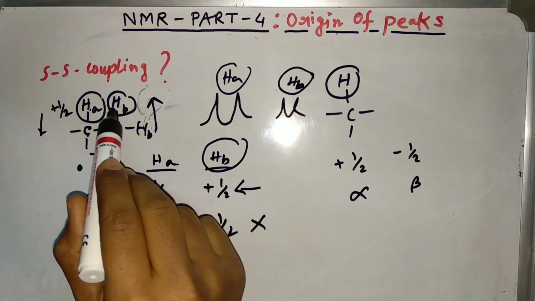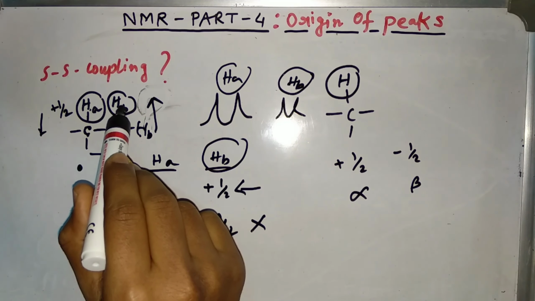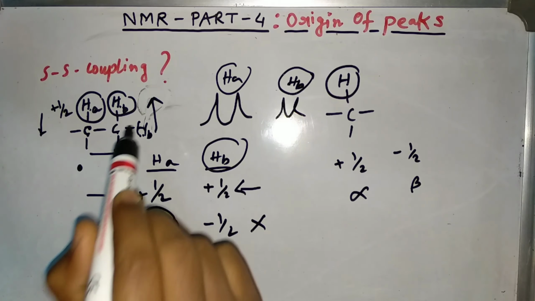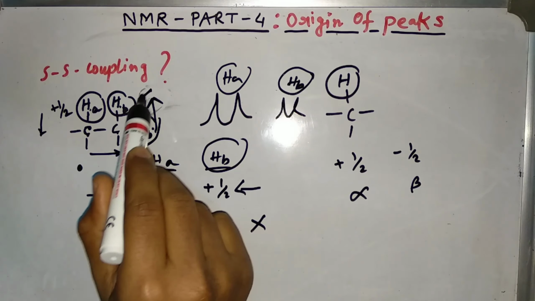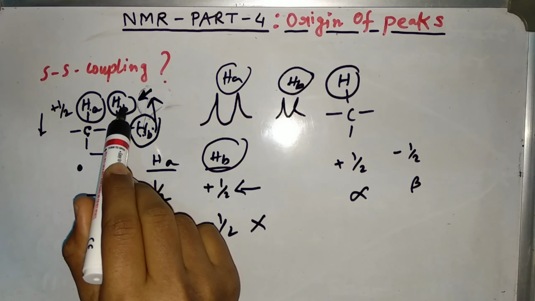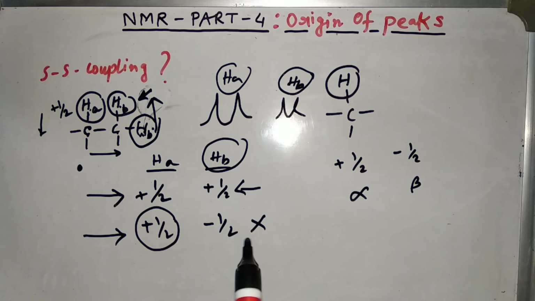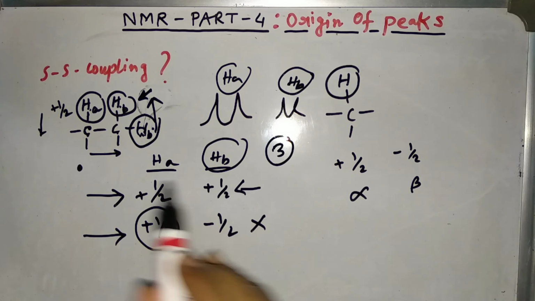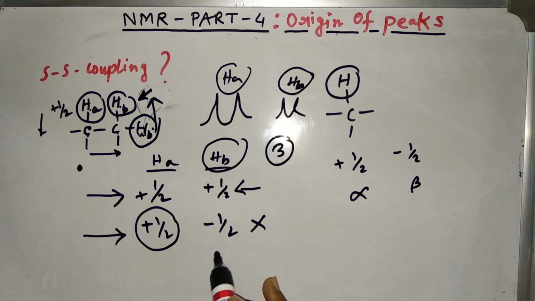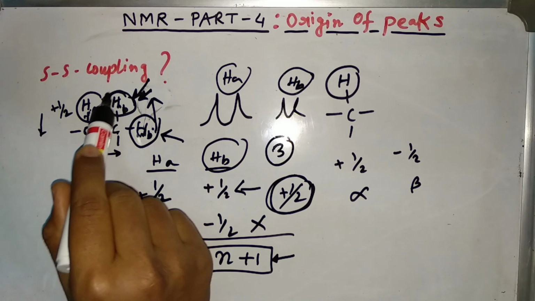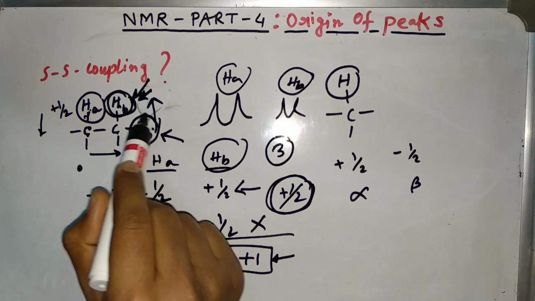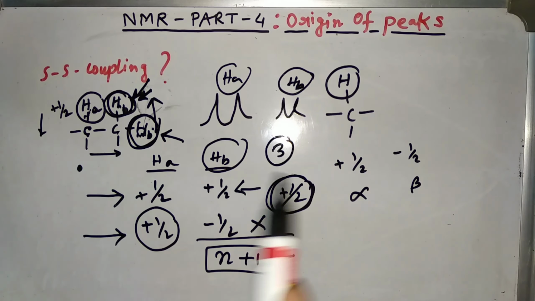Then 1, 2, so it will couple with this, it will couple with this, and don't think that this HA will couple two times with this, not like that. With two protons it will couple three times. Only the number of adjacent protons, say n, then you have to add 1, so it will couple once more, because in the first case HA will couple with HB, and this HB will give two coupling states.